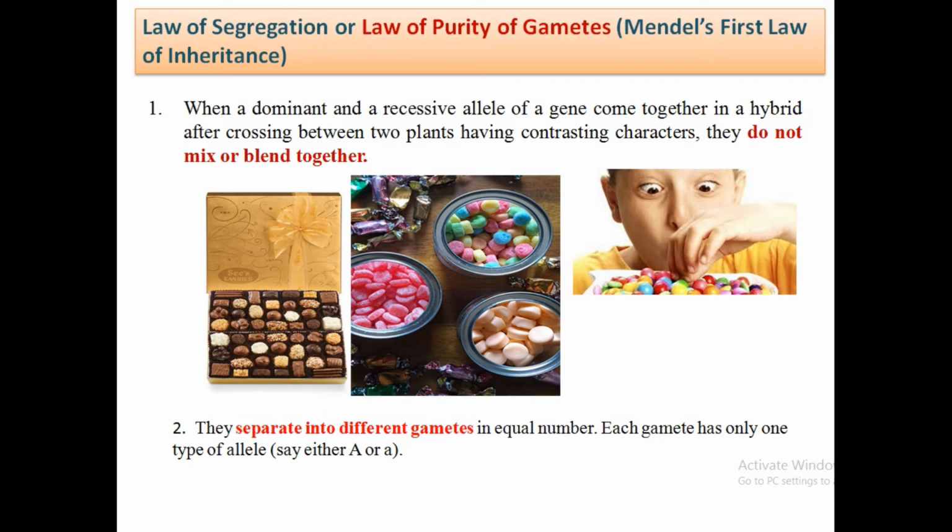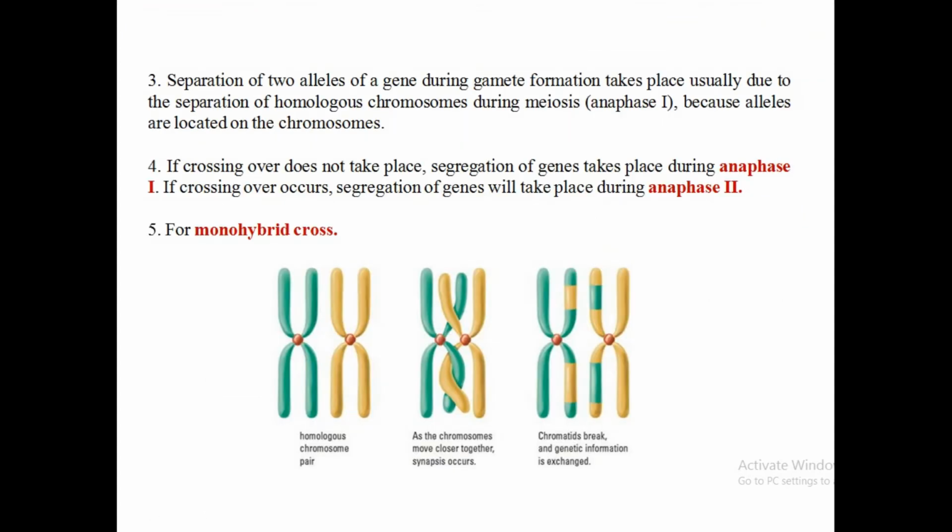They will remain separate. Every time we want to eat one thing, we can take one thing and eat it. So they separate into different gametes in equal number. Each gamete has only one type of allele, so we can separately eat the thing that we want, like this child. Separation of the two alleles of a gene during gamete formation takes place usually due to the separation of homologous chromosomes during meiosis, because alleles are located on the chromosomes.